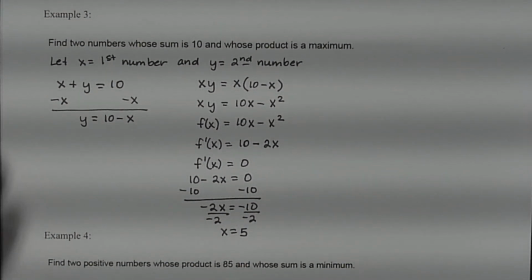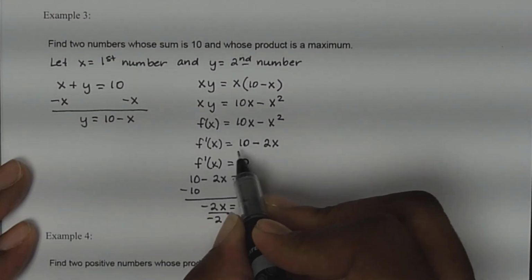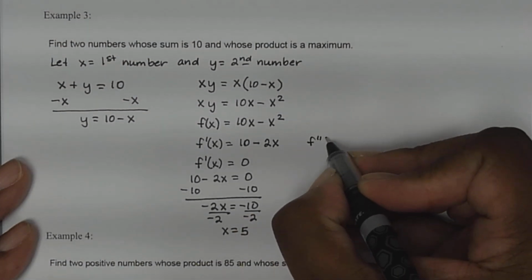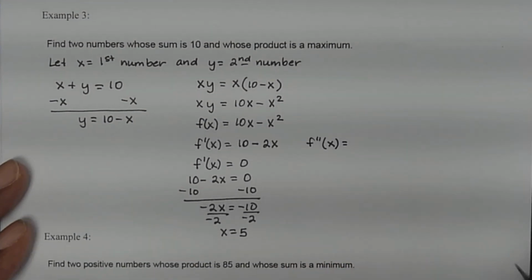Now, here's what I'm going to do here. That f prime of x, which is 10 minus 2x, let's find the second derivative, f double prime of x.